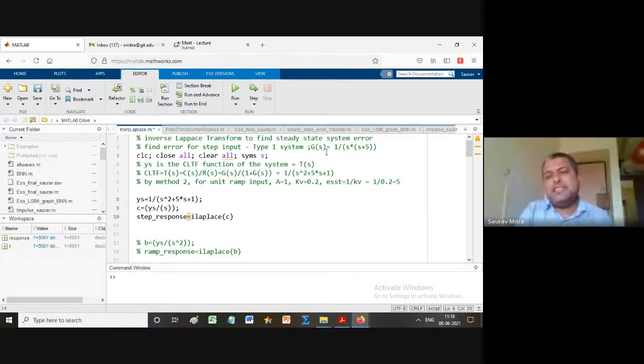Here G(s)H(s), H(s) is equal to 1, so leave it. So G(s) only. Substitute s into this. That means this s and s get cancelled. So s plus 5, this is 0 plus 5. 1 upon that, that is Kv becomes 0.2. So ess is equal to 1 by 0.2, that is equal to 5. So this 5 we will prove.